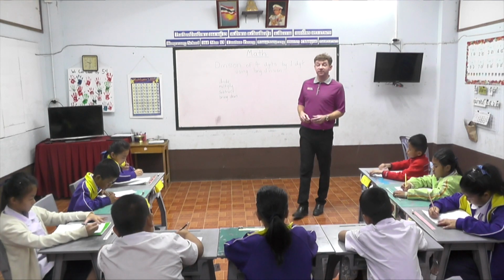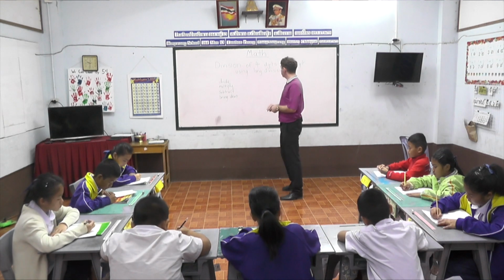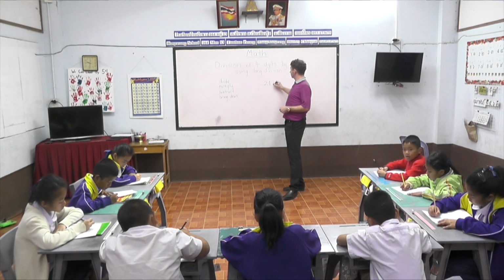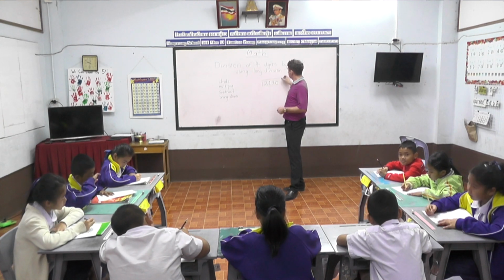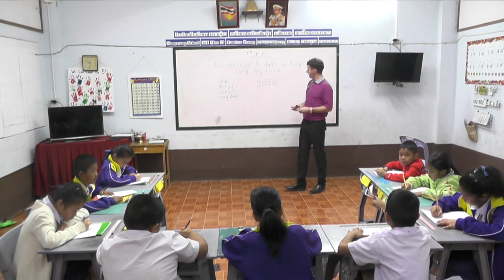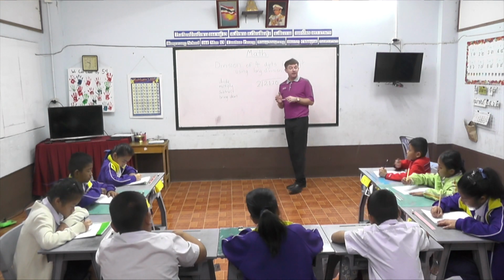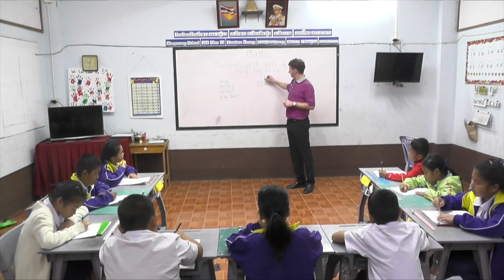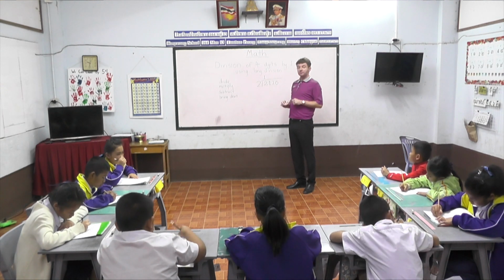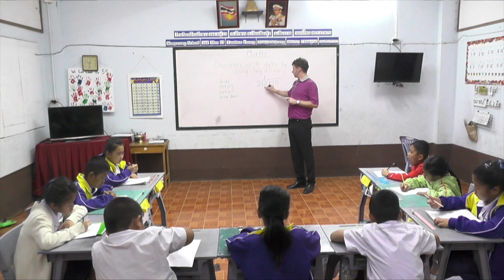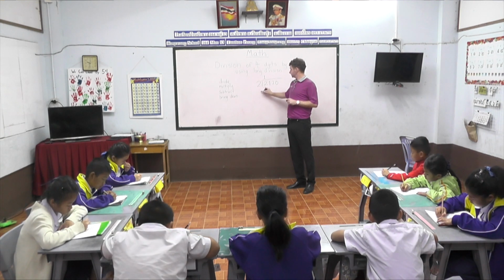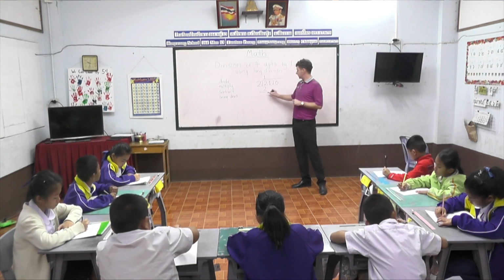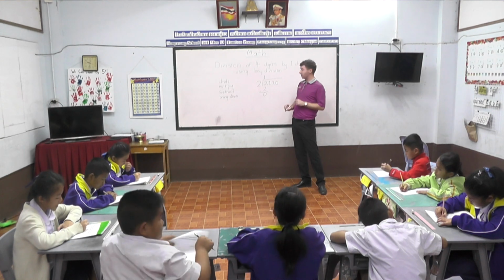So let's do the first one together. What's the first 4-digit number we have? 2,120 divided by 2. Okay. 2 divided by 2 equals 1. 2 times 1 equals 2. 2 minus 2 equals 0. Excellent, guys. So there's our first column.